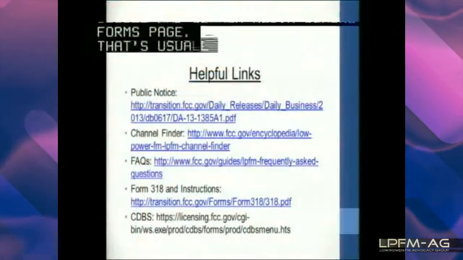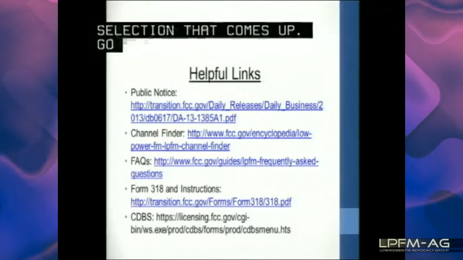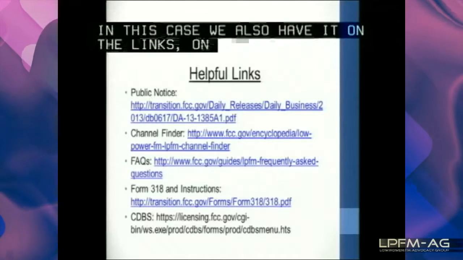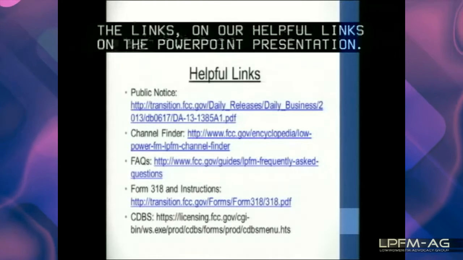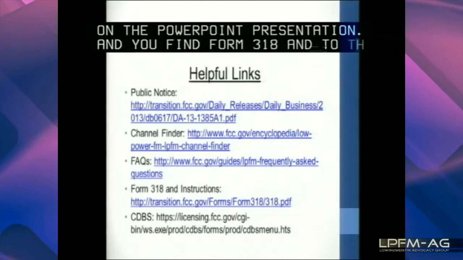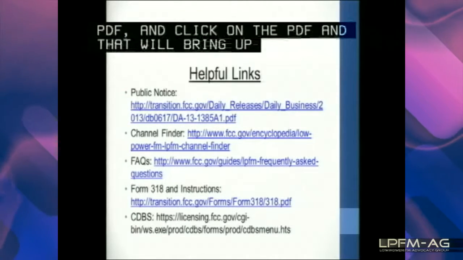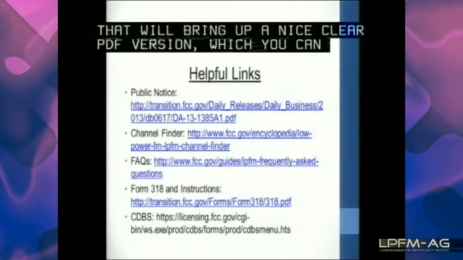Oh yeah, all the FCC forms can go in the Media Bureau Forms page, and the quickest way I do it is go to Google and search Media Bureau Forms page. It's usually the first selection that comes up. You go to the Media Bureau Forms page and scroll down to whatever form you want, but in this case, we also have it on the links, on our helpful links on the PowerPoint presentation. And you find Form 318, and to the right there's a link that says PDF, and click on the PDF, and that will bring up a nice, clear PDF version, which you can view on your screen, or you can print out, and that'll take care of that.